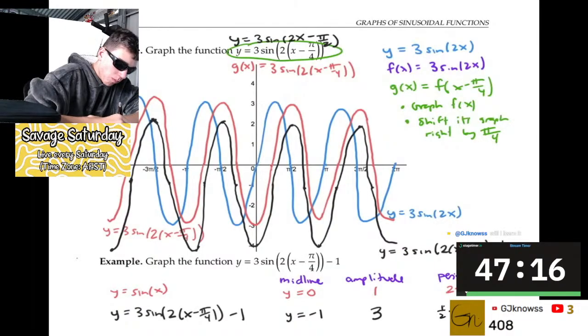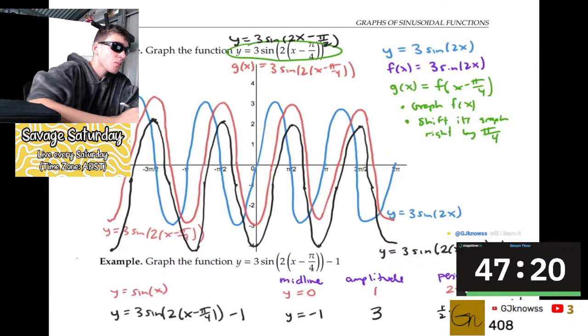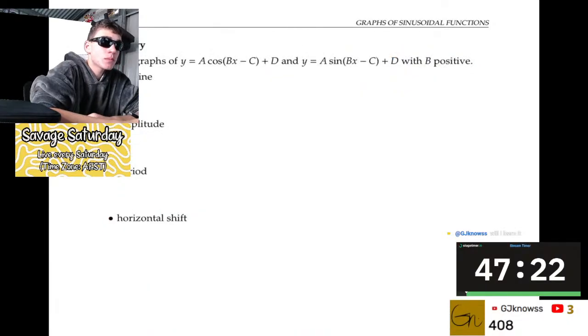Our transformed function shifts to the right by pi over 4. This horizontal shift is sometimes called the phase shift. The function we just analyzed was y equals 3 sine of 2 times quantity x minus pi over 4 minus 1.